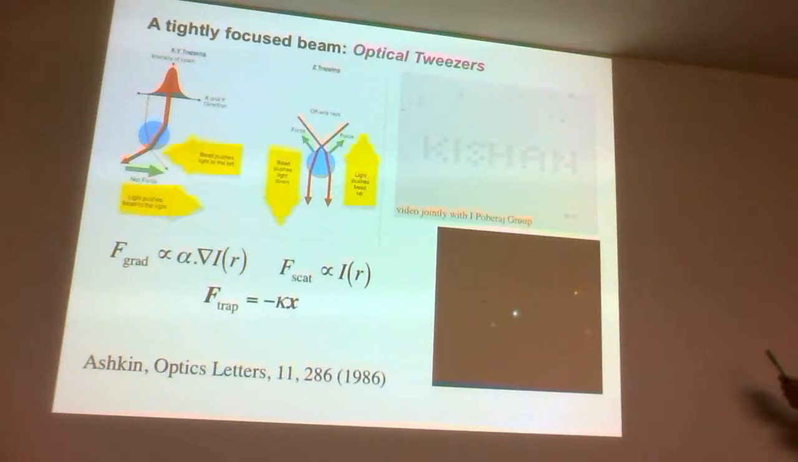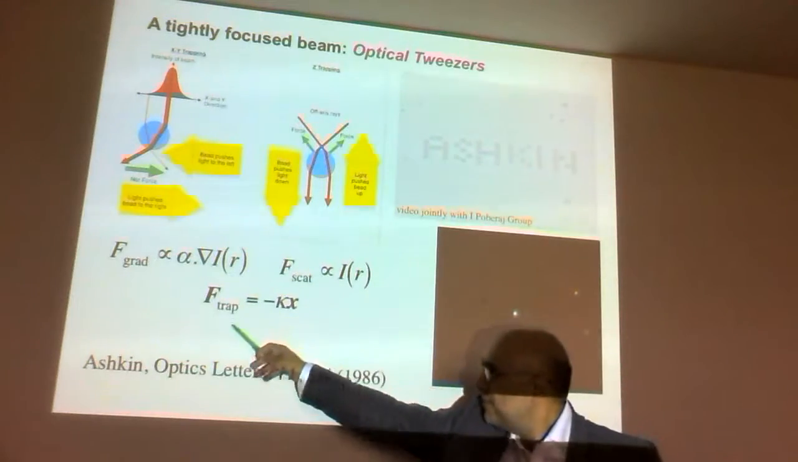And you can trap big things. So this is micron objects. These are silver nanoparticles down at tens of nanometers. Let me just give you some physics before we move on. This is a beautiful Hookean spring.